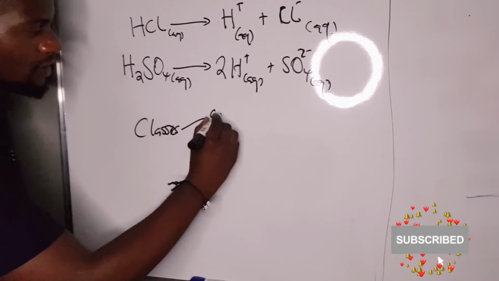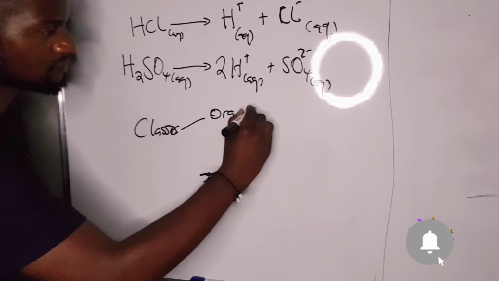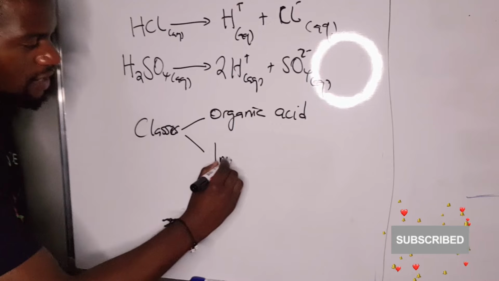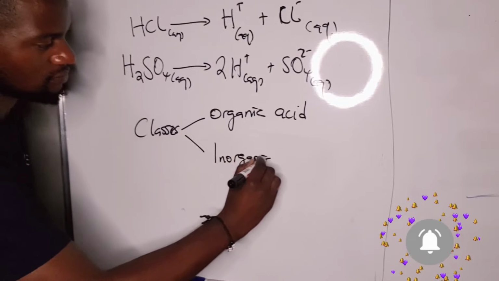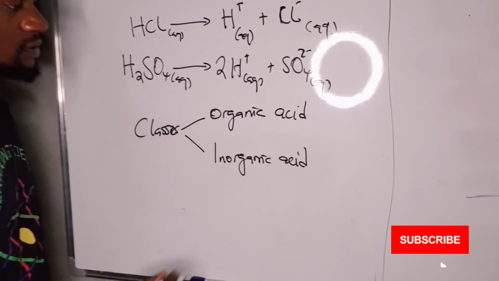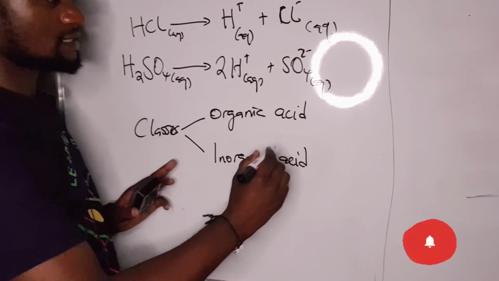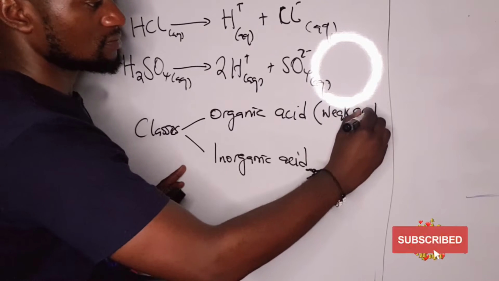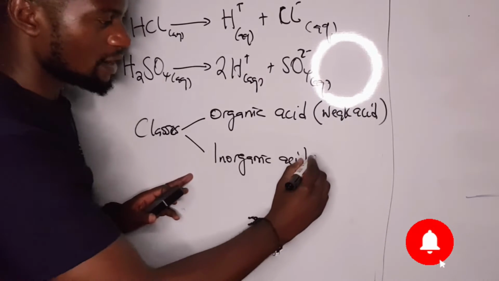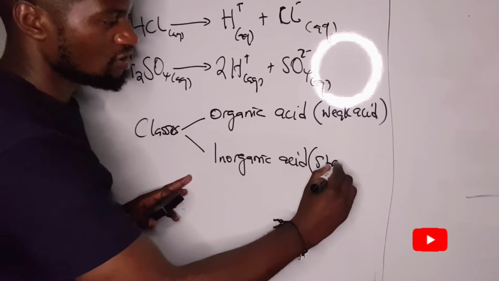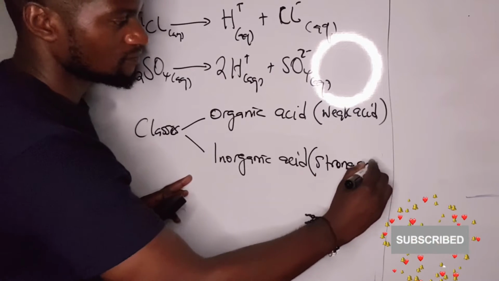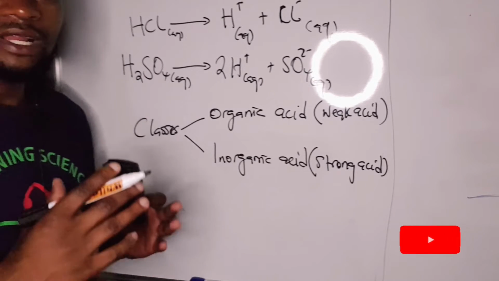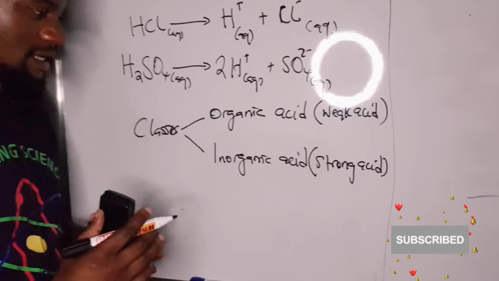We have the organic acids and inorganic acids. The organic acids are said to be the weak acids. Then the inorganic acids are said to be the strong acids. Now, what does it mean by a weak acid and what does it mean by a strong acid?